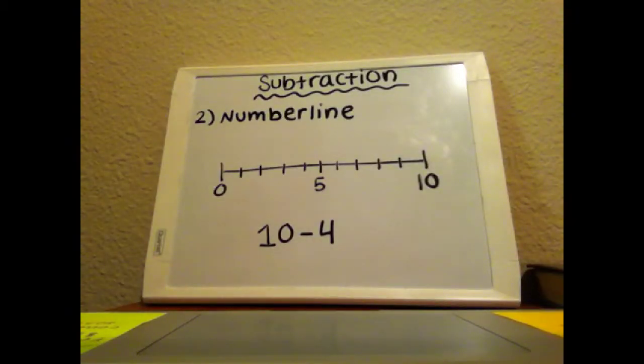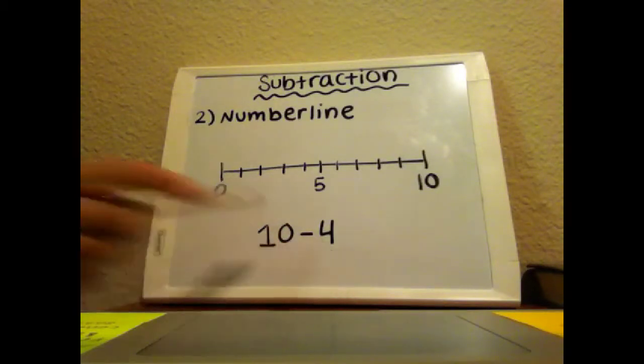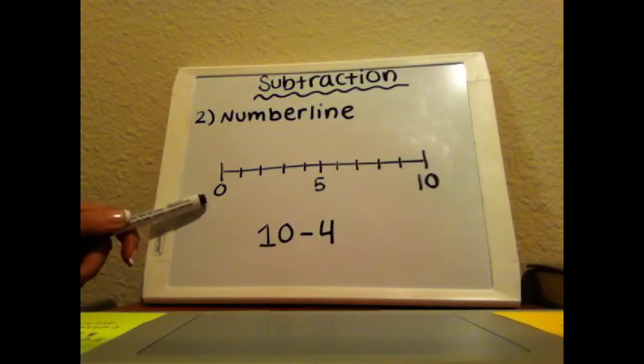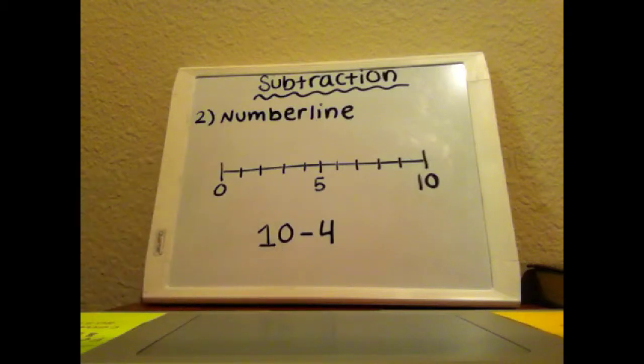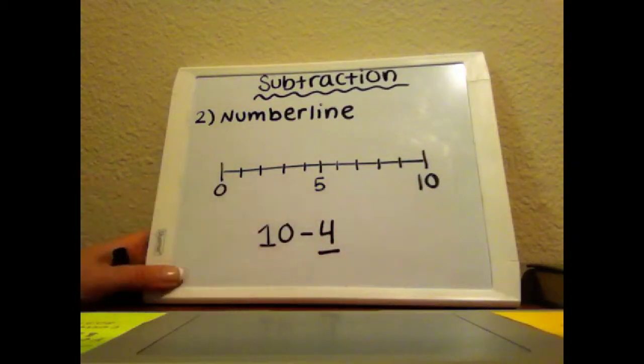In this video, we'll be reviewing another strategy for addition or subtraction using a number line, and this one will be specifically for subtraction. So to use a number line to model subtraction, we first need to know what our problem is. So for this case, our problem is going to be 10 minus 4. To start off, I made a basic number line starting at 0 and ending at 10, because our biggest number is 10.